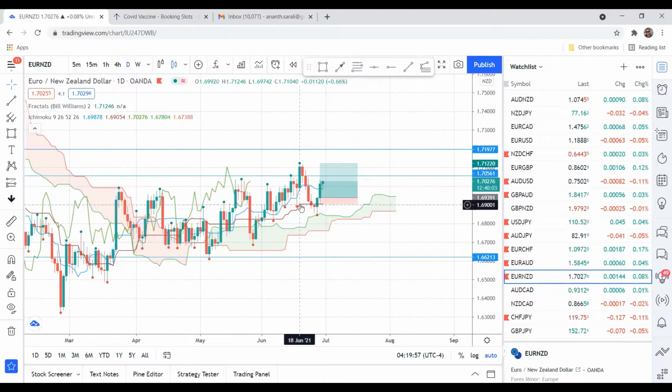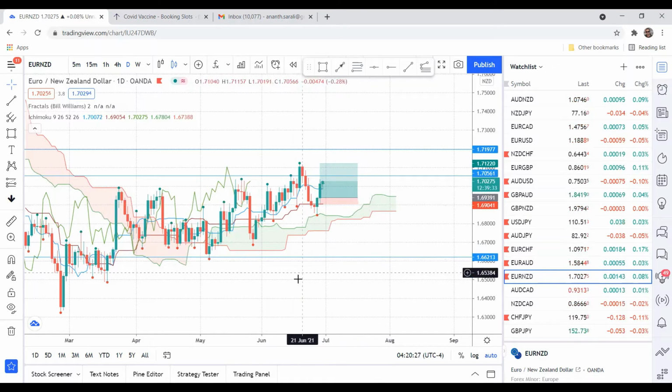This is the Kijun-sen, and this is the Tenkan, this is the Chikou, this is the cloud. In Ichimoku, if the price is above the cloud, that is a green cloud, and the future cloud is green, the market is in an uptrend. If it is red, it's in a downtrend. The price should be above the Kijun-sen, the Tenkan should be above the Kijun-sen, and the Chikou span should be above the price.